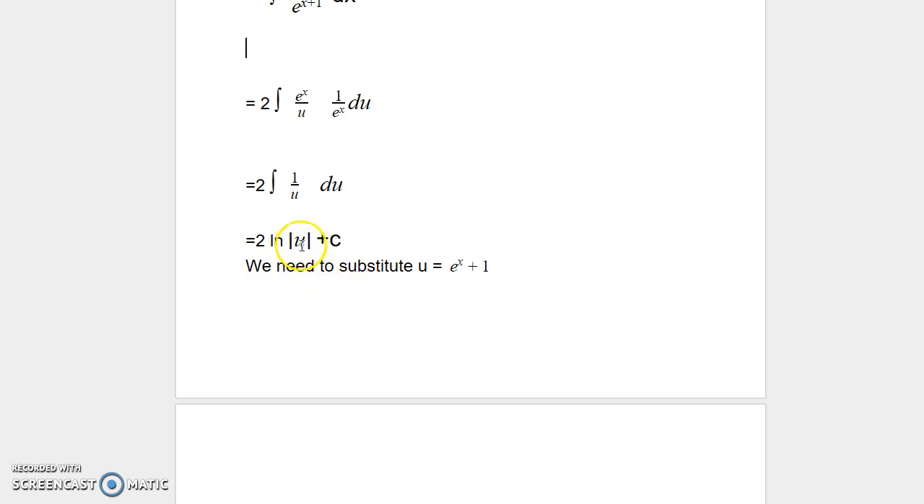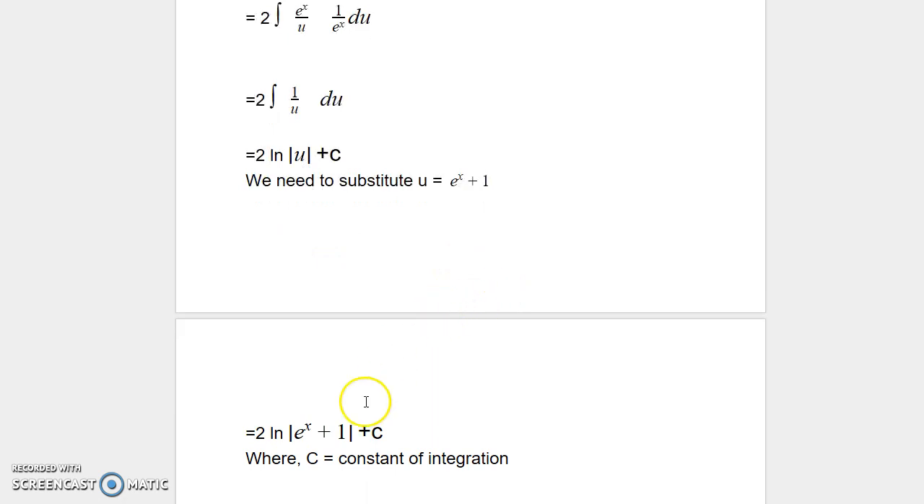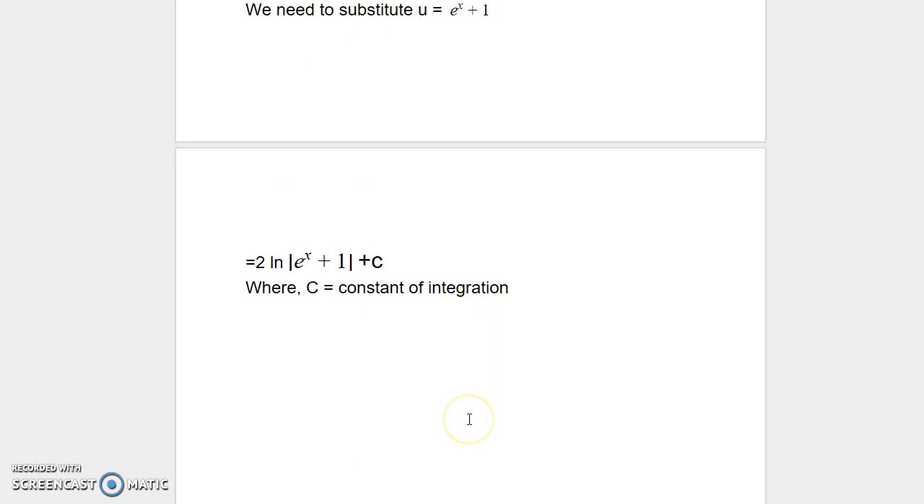But we cannot leave our solution in terms of u. We need to express it in terms of x. But we started to say u is equal to e to the power of x plus 1. So wherever we see u, we're going to write e^x plus 1 as shown here. So therefore, 2 times ln of e to the power of x plus 1 plus c, and that is our solution, where c is a constant of integration.